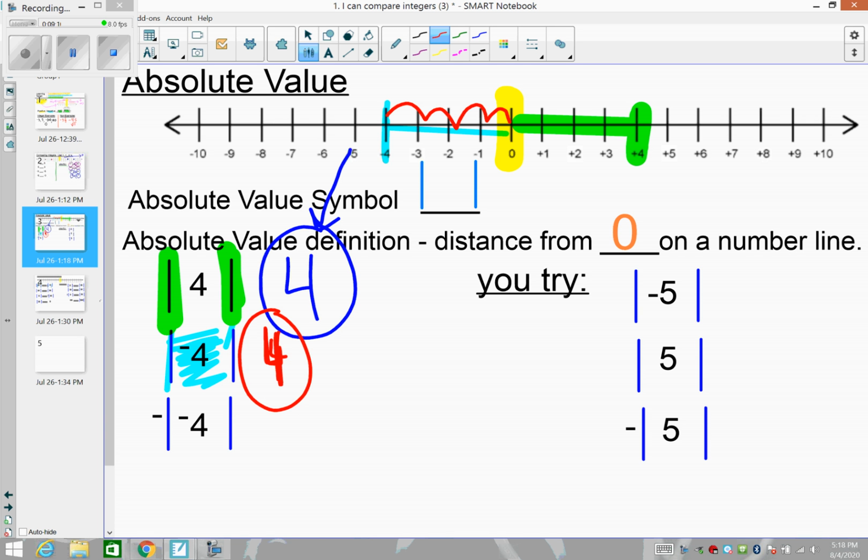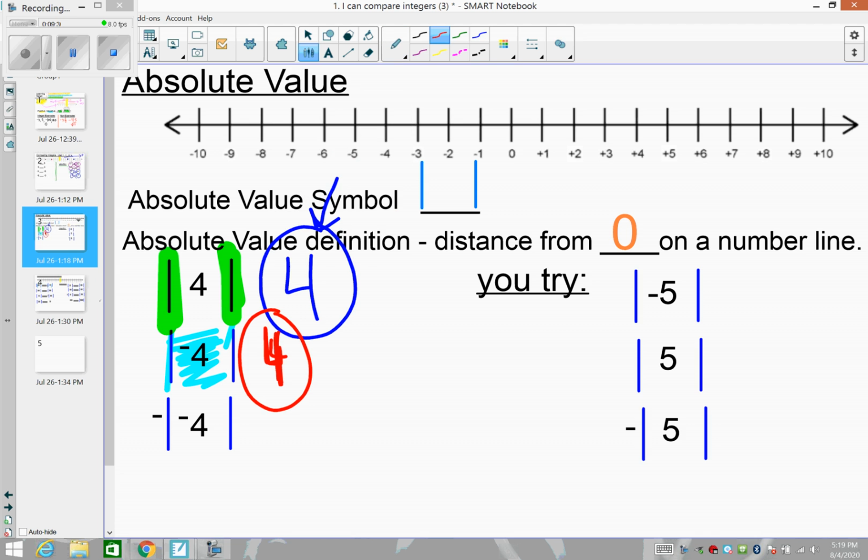It's just simply positive 4 units away. So you'll notice that we have the same answer for the first two examples, and you'll notice that they are both positive. So when would absolute value ever be negative? Well, here is when we have that negative situation.